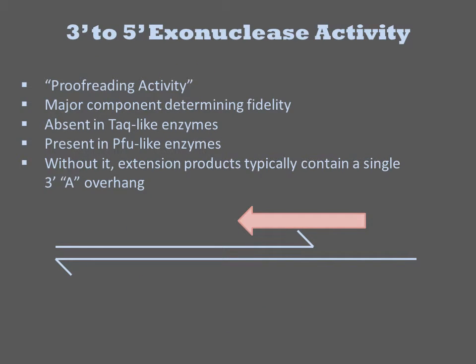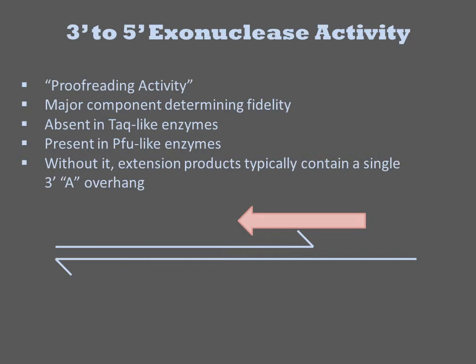Polymerases can also have 3' to 5' exonuclease activity. This is the property referred to by proofreading in the context of polymerases. It is the major component of the enzyme that determines its fidelity. It is absent in Taq-like enzymes, which also have higher error rates. It is present in Pfu-like enzymes.